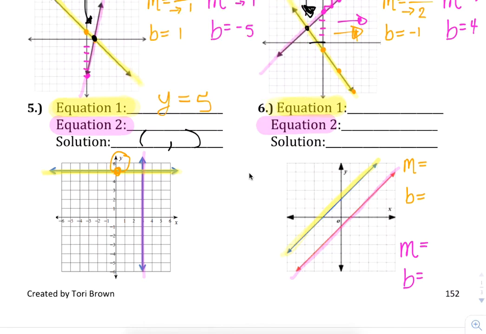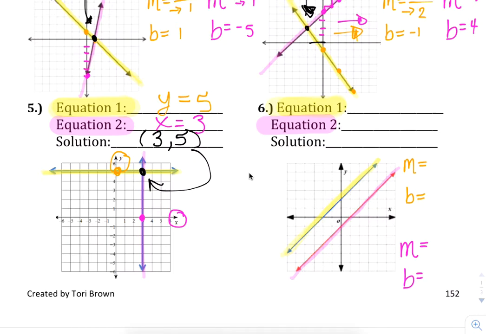For the pink one, I'm undefined. I'm vertical. I cut through the x-axis, and I hit it at 3. So my equation is x equals 3. For the last part, my solution, again, right here where they cross, is going to be those numbers. So the x is 3, the y is 5, so my solution is 3, 5.